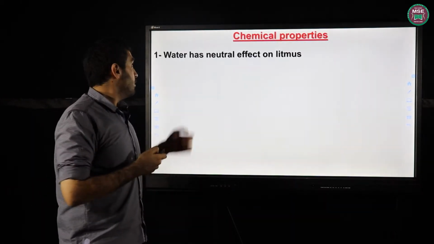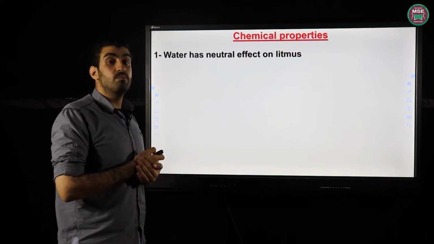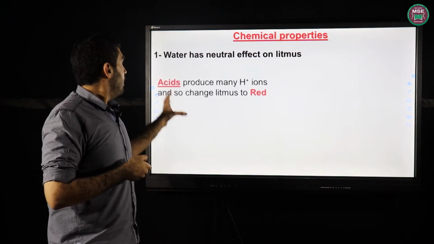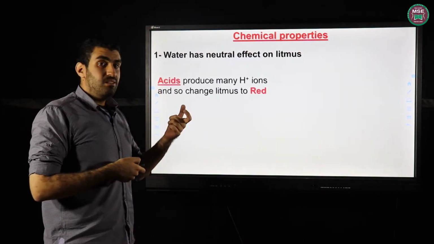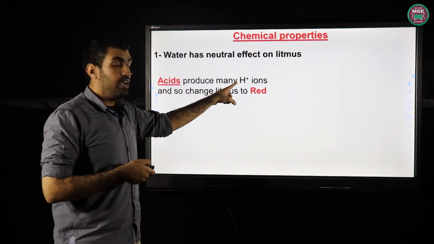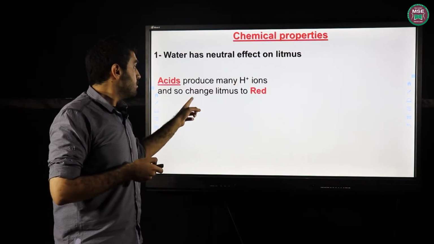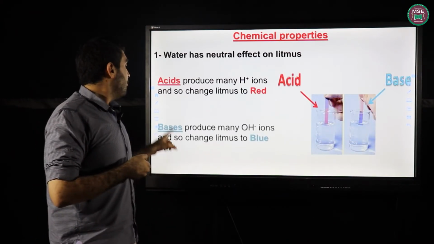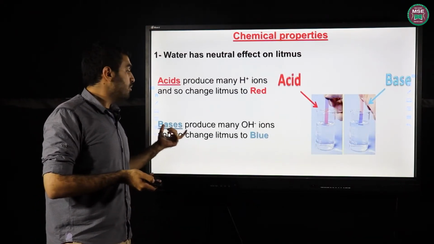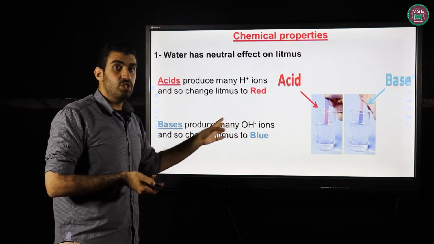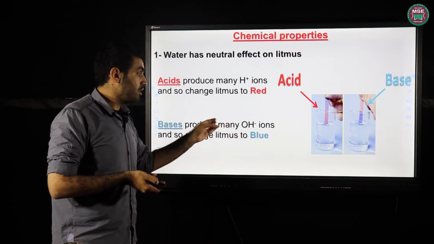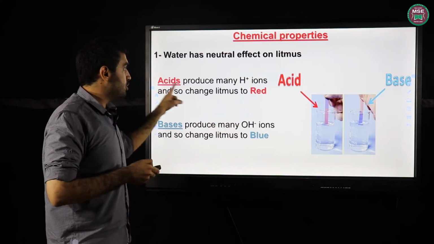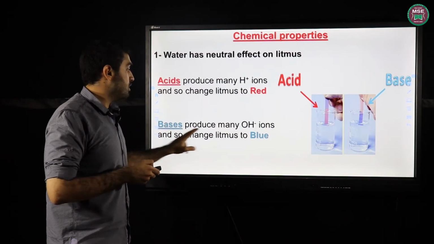Chemical properties. The first one is water has neutral effect on litmus. How come? If I have an acidic solution or acid, they produce many positive ions of hydrogen, so the litmus changes into red. If I have bases or basic solution, they produce many OH minus, which is called hydroxide ion, negative, which changes litmus into blue. So acids change litmus into red, while bases change litmus into blue.